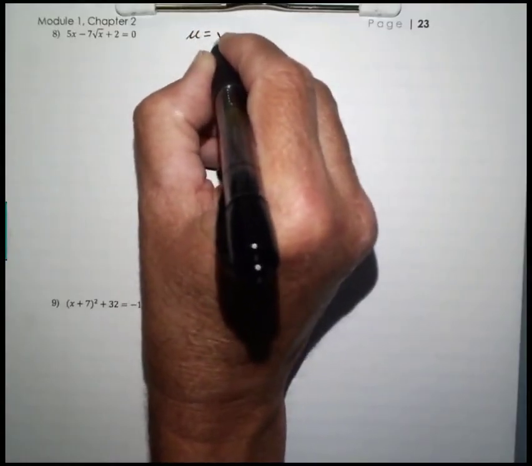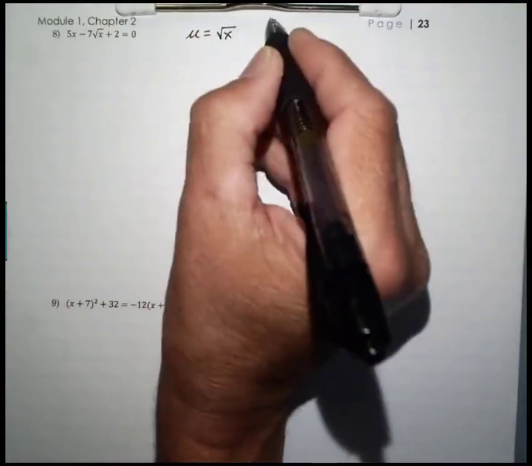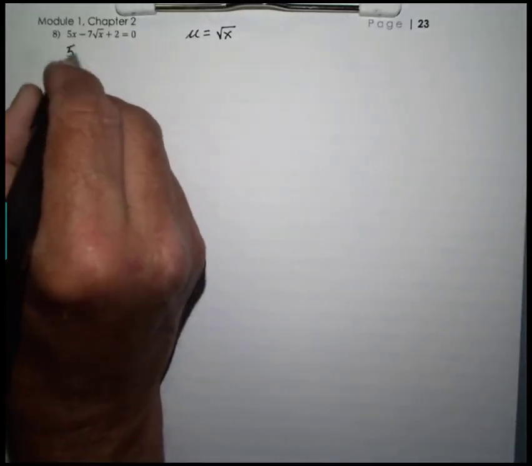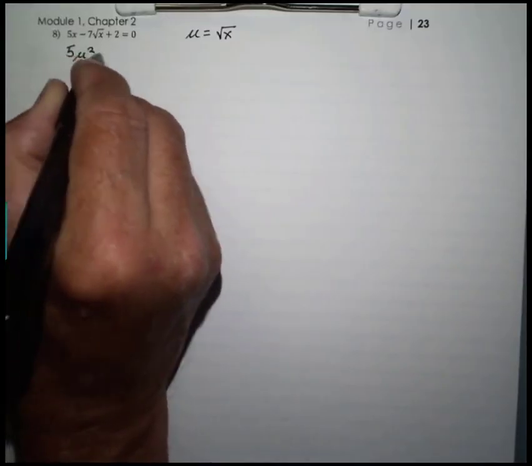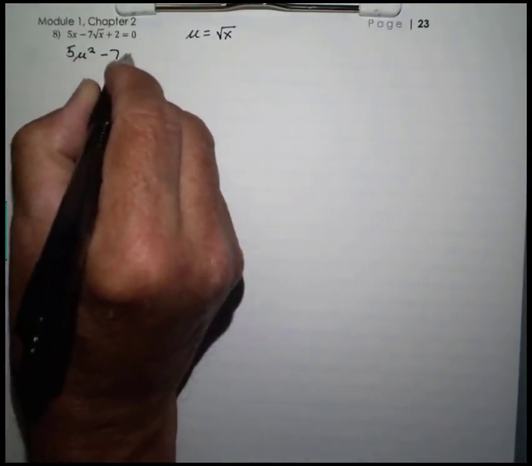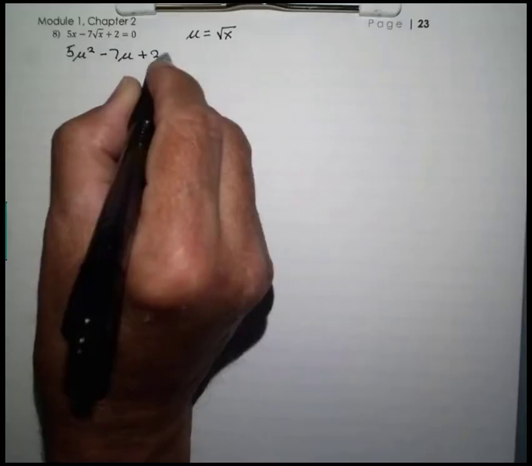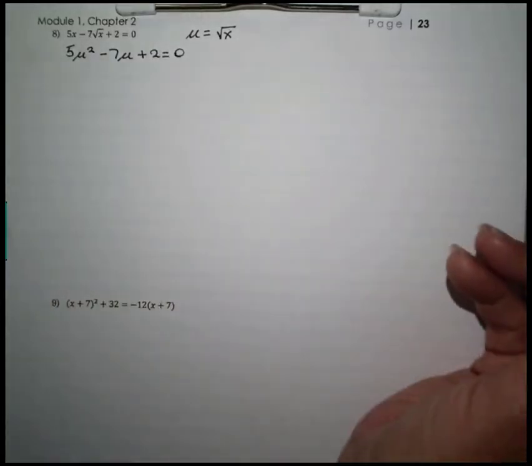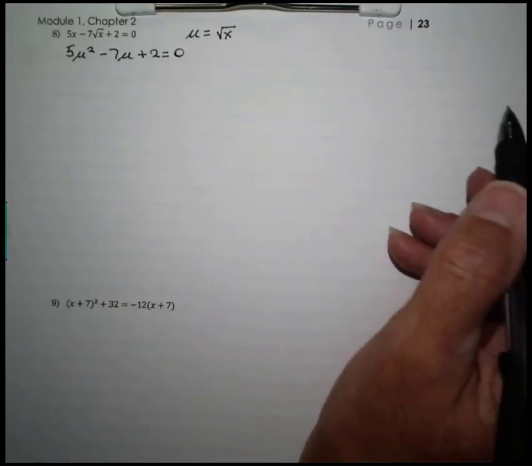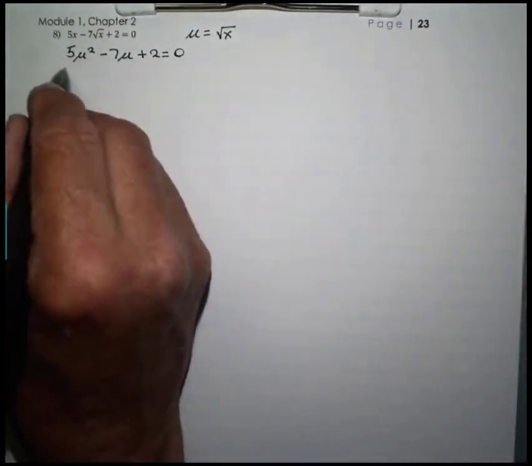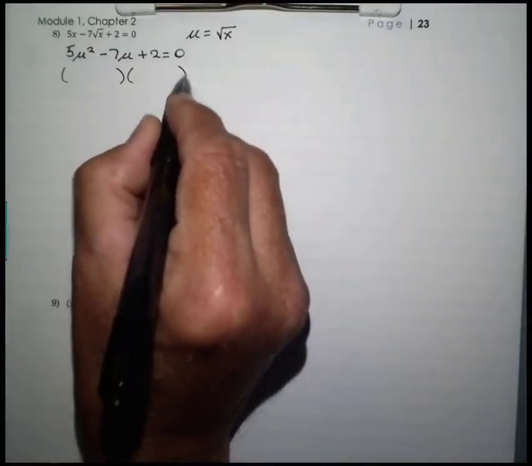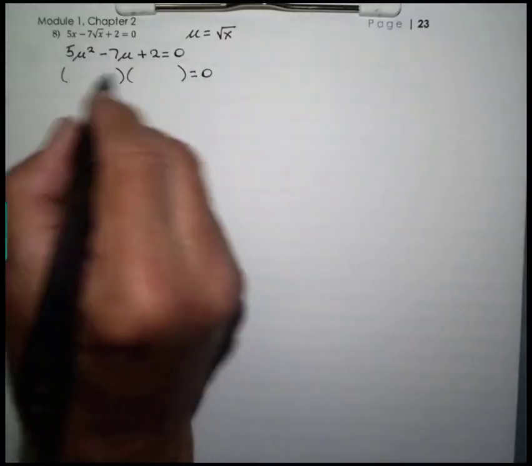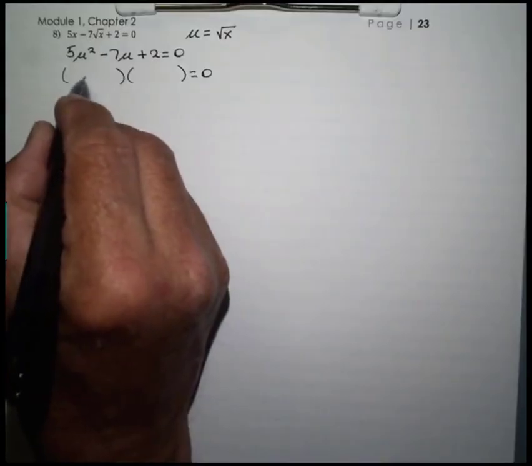What am I going to make u? Well, I'm going to make u the square root of x. So I can change it now. I can say this is 5 times u squared minus 7 times u plus 2, and that's equal to 0. I put this one in here on purpose because you needed to see a little bit different example of how this works. Once again, now we're good. We are just going to factor this. We're going to say u minus for both of them, right?